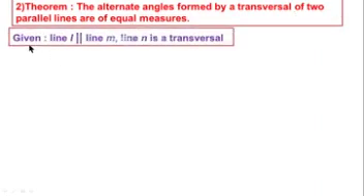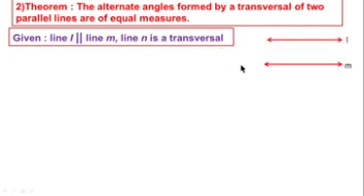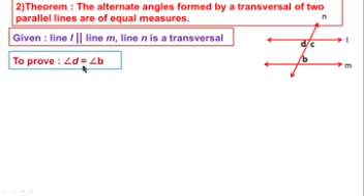What is given to us? Given line L is parallel to line M. Line N is a transversal. See this figure. In this figure, line L and line M are parallel lines and line N is a transversal. To prove: angle D is equal to angle B.